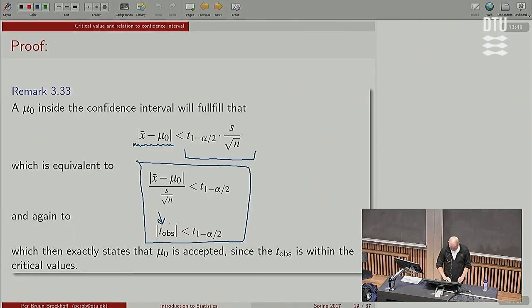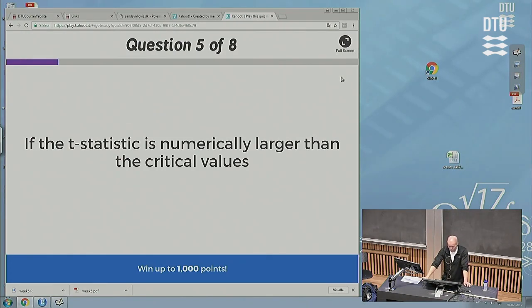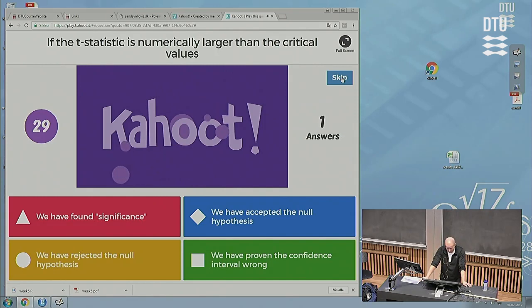Then a little Kahoot before we break. Okay, you're there. Oh, you don't win now. You hit the wrong button? Bugger. Maybe you're lucky.